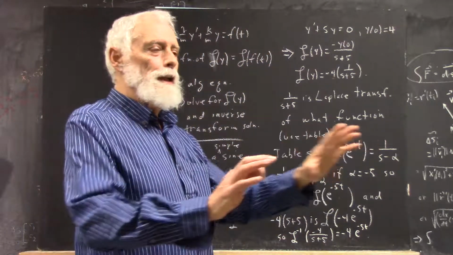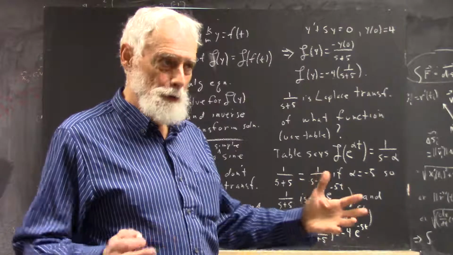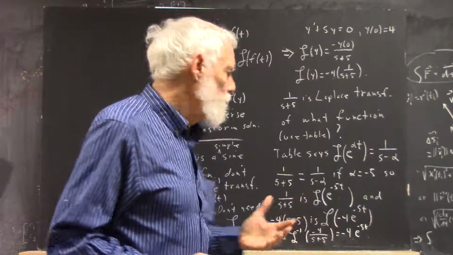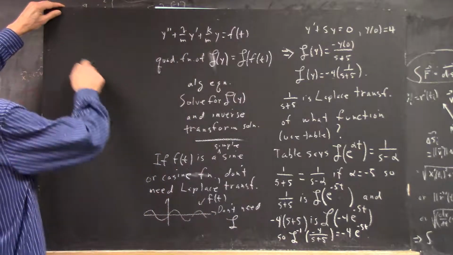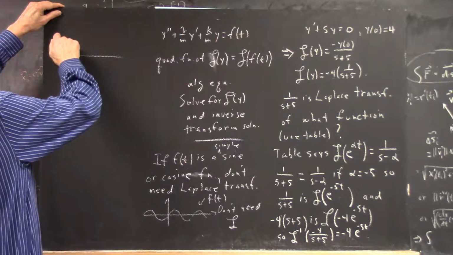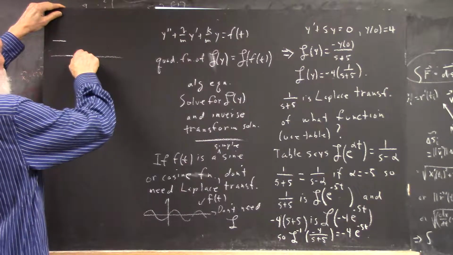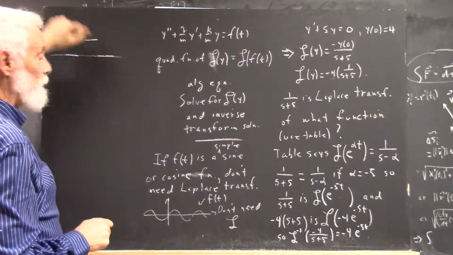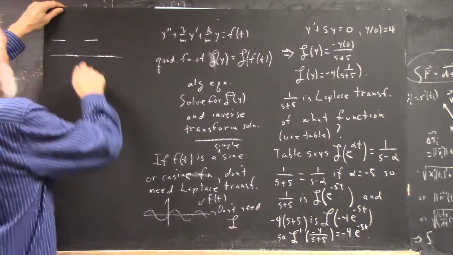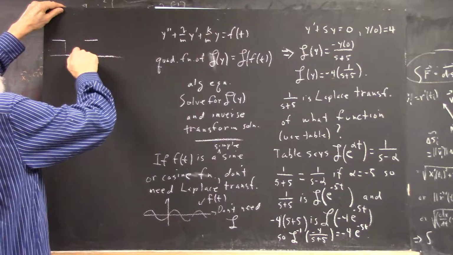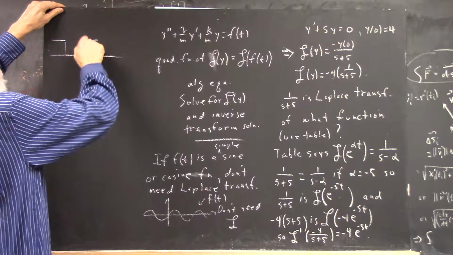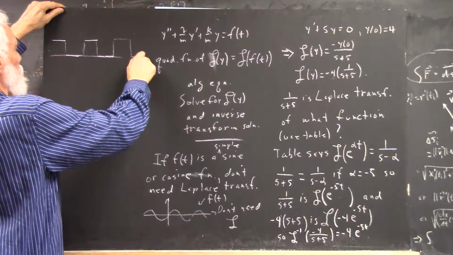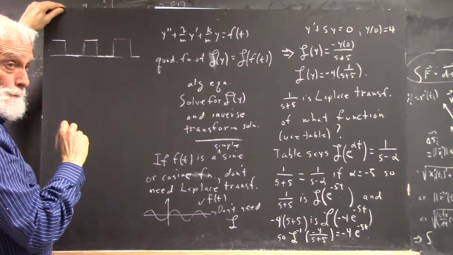If you don't synchronize your push with the swing, things get weird. It doesn't work very well. Okay? Well, that corresponds to a force function that might look like this. Push, nothing, right? And yeah, you kind of go ahead and connect these things, but the vertical lines don't mean anything. But this is what you call a square wave, right?